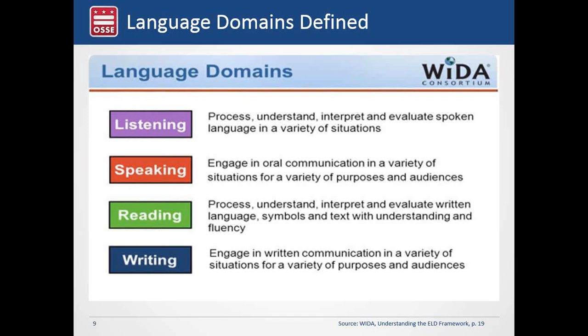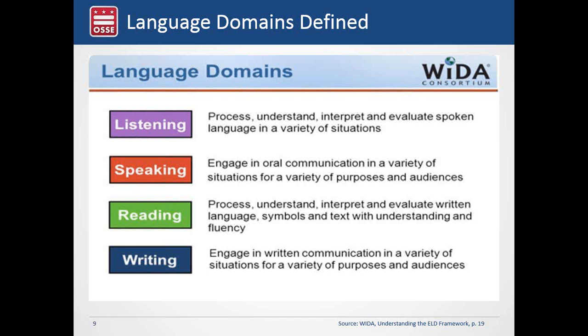You may notice that in listening and reading, students are processing, understanding, interpreting, and evaluating. It's not necessarily a passive process. It is active because the brain is engaged. We just can't see it happening.